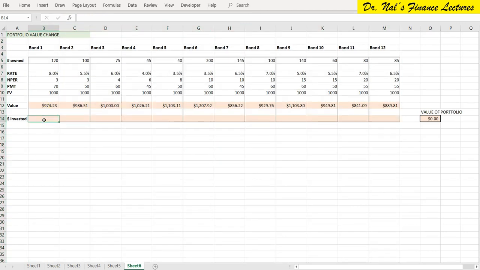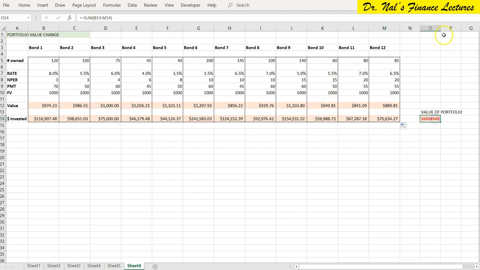Now, what is the total amount invested in each security? Well, it's just the number of those securities that you own times the value of each security. So our investor, the portfolio manager, is invested about $116,000 in bond 1, right? So he owns 120 units of those bonds. Each one is worth this much. The same thing for bond 2. So it's equal to this number times this number. So you guys see what's going to happen, right? So we can just go ahead and copy all the way here.